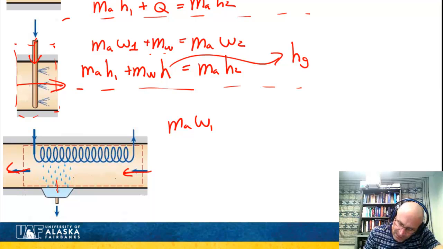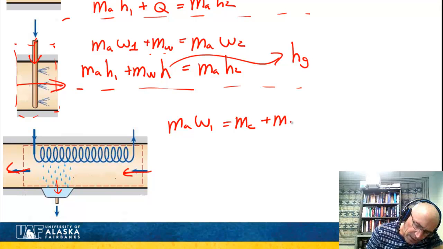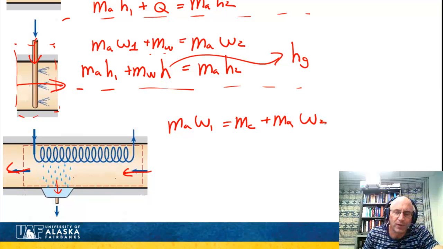Well, we've got this box. We've got the water dripping out. So that's coming out. So that's going to be the mass flow rate, call it M sub C for the mass flow rate of condensate. And then, again, mass flow rate of air times omega 2, or the humidity ratio of 2. So I've got this mass flow rate of condensate value.